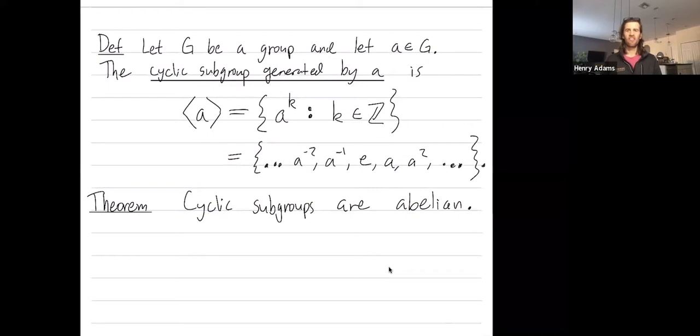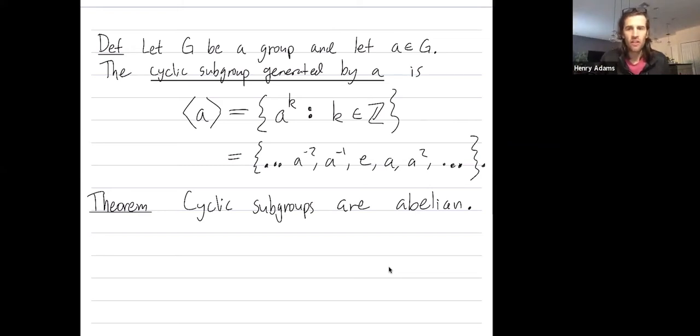Hey folks, I want to explain why cyclic groups or subgroups are abelian. Let G be a group and let a be an arbitrary element. The cyclic subgroup generated by a is all things of the form the identity, then a combined with itself, then a combined with itself 3 times, etc. And similarly, a inverse combined with itself, a inverse combined with itself 3 times, etc.